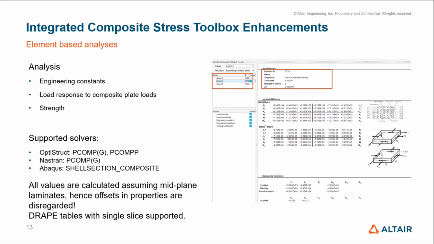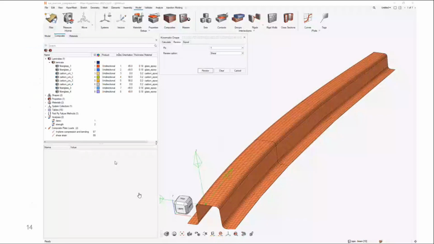We are currently supporting OptiStruct, Nastran, and Abaqus with the various property types that you can see there. As a side note, as normally people are looking for the midplane values, that's also what we are providing. So if someone looks at engineering constants of an element, then the midplane values are shown. And also a nice addition is that the drape tables are supported, which we'll see if we take a look at the video.